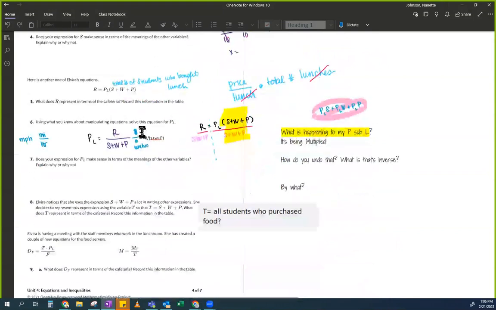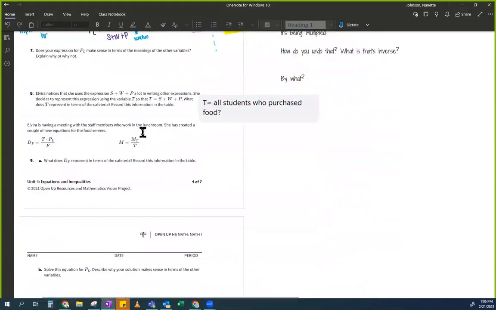So what could this mean? I'm going to write this out. So this is total students times price per lunch divided by number of servers. What does D sub F mean? If you took the total number of students and multiplied it by price per lunch.